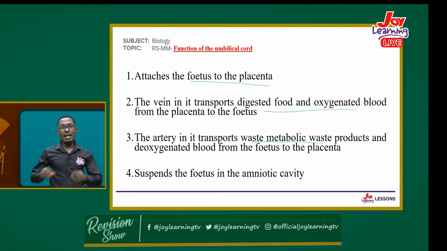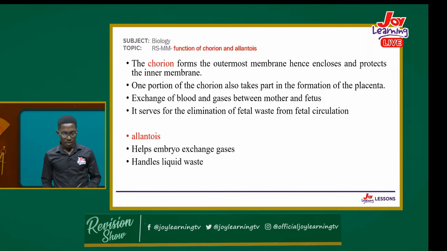The vein's job is to bring digested food and oxygen, while the arteries transport waste metabolic products and deoxygenated blood. Then the umbilical cord, which is jelly-like in nature, but a strong kind of cord, helps hold the baby in the watery environment, to suspend it, to let it be able to float. Now the chorion portion, as we said, is the outermost of all, which covers the rest. Because they're also forming the cord, they also bring about exchange of blood and gases between the mother and the fetus, and usually deal with elimination of waste.